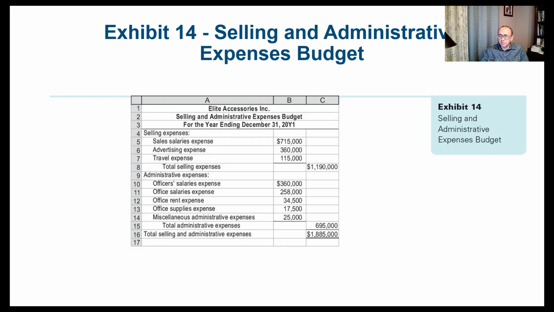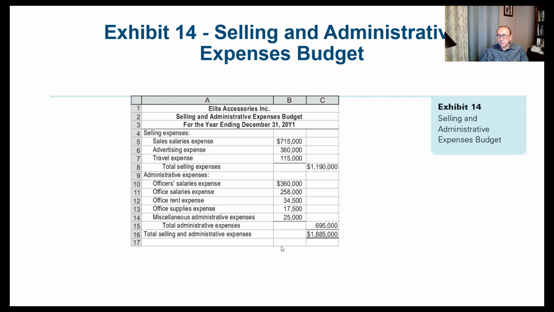So let's see here a simplified selling and administrative expense budget. We have the selling part on the top where we have the sales salaries expense, advertising expense, travel expense, and we get the total, and that would be the total selling expenses. And then we have the administrative expenses consisting of 5 things, like officers' salaries expense, the office salaries expense, the office rent expense, the office supplies expense, the miscellaneous administrative expense. You get the total, and that would be the total administrative expense. So adding these two numbers, we get the total selling and administrative expenses.